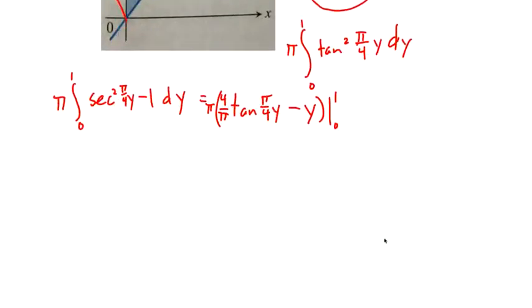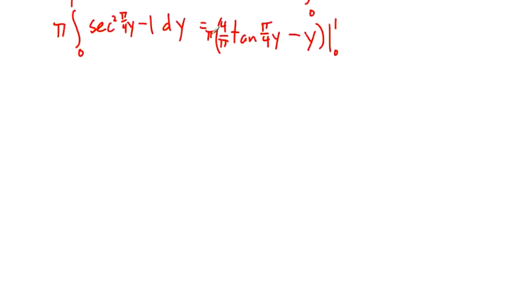Now, if I evaluate this from 0 to 1, well, I'm going to distribute pi in, so I end up getting 4 tangent of pi over 4 y minus y pi, evaluated from 0 to 1. Now, if I plug in a 1, the tangent of pi over 4 is going to be 1.